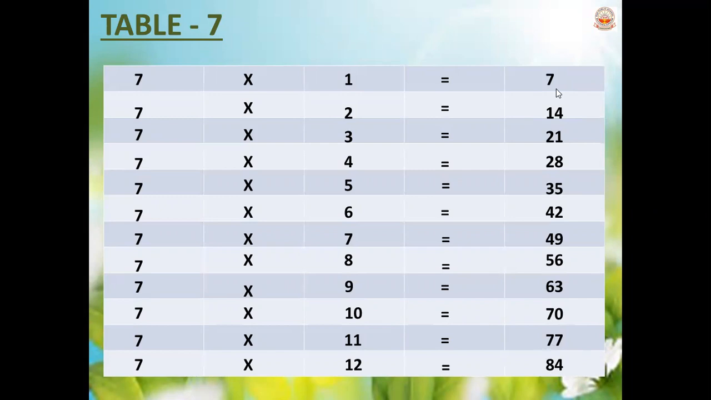7 1s are 7. 7 2s are 14. 7 3s are 21. 7 4s are 28. 7 5s are 35. 7 6s are 42. 7 7s are 49. 7 8s are 56. 7 9s are 63. 7 10s are 70. 7 11s are 77. 7 12s are 84. This is table 7, children.